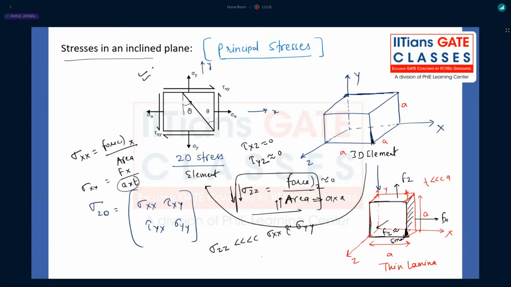Tell me, guys. Yes. Tell me, guys, whether it is clear how to convert a 3D stress element to plane stress or a 2D stress element. Tell me, guys.